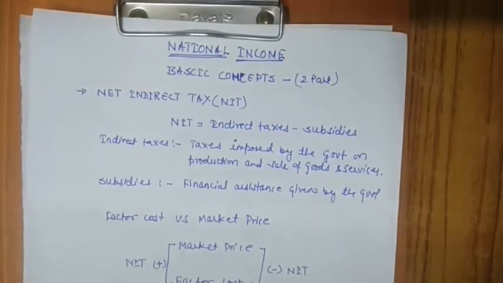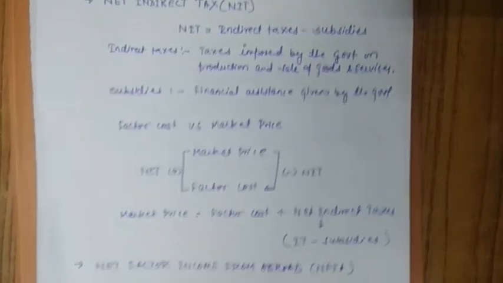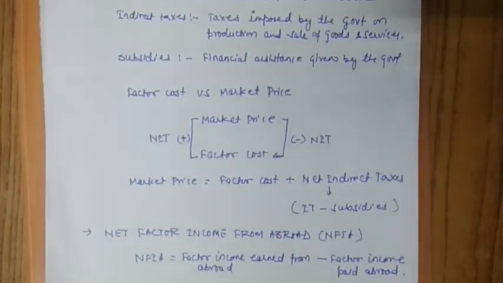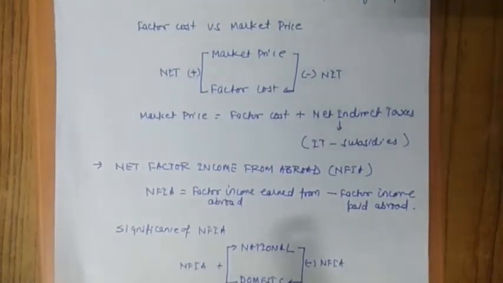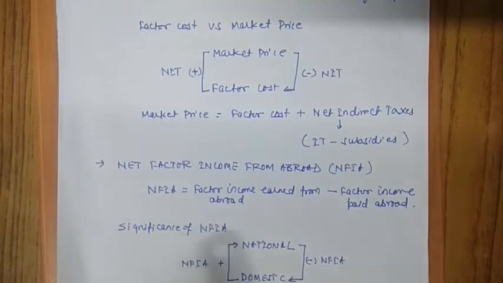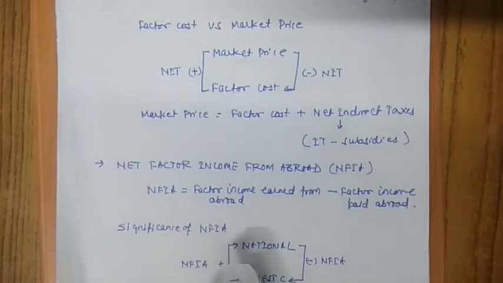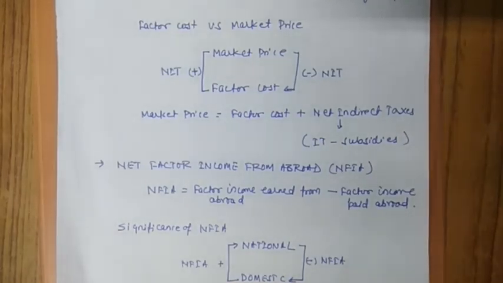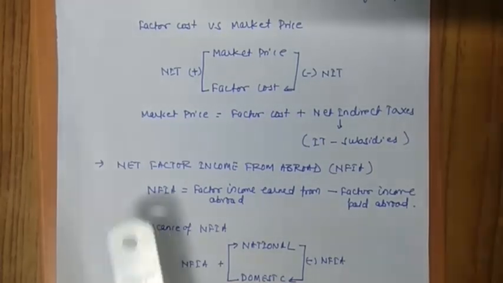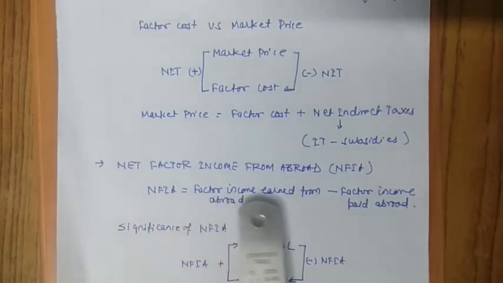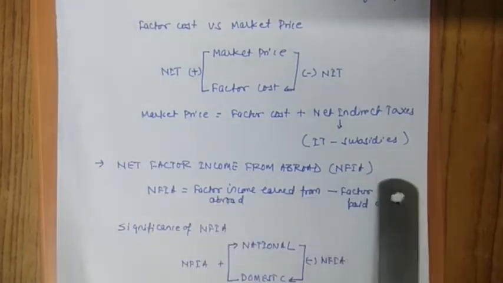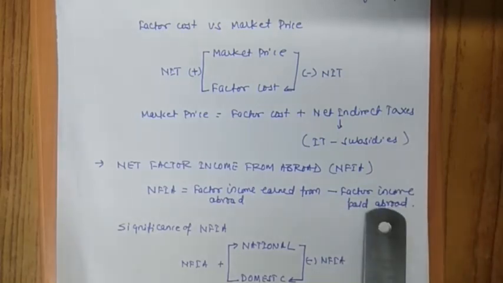Next topic for today is net factor income from abroad, that is NFIA. NFIA refers to the difference between factor income received from the rest of the world and factor income paid to the rest of the world. So NFIA is factor income earned from abroad minus factor income paid to abroad.